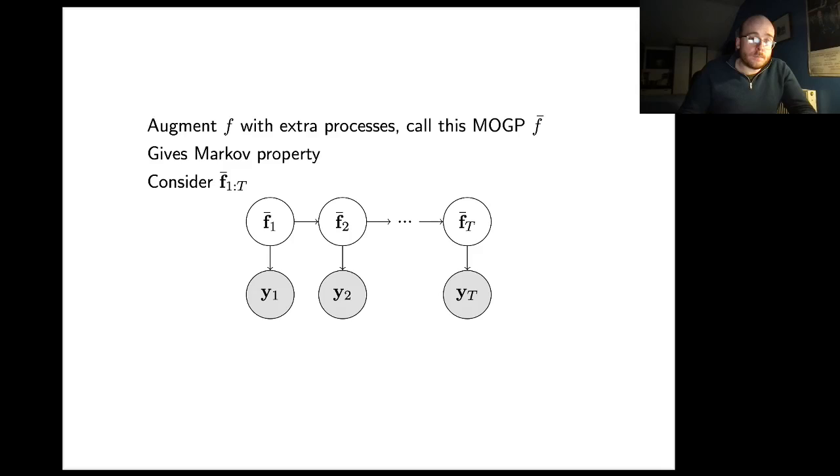Second ingredient, state space approximations. The idea here is you take your original process f, you add a couple of extra latent dimensions, get a kind of multi-output GP if you like, and we'll call it f bar. And you do this in such a way that f bar has a Markov property through time. The benefit of doing this is that all of the operations that you would want to do, such as log marginal likelihood computation, posterior sampling, and posterior marginal computation, can be done much more efficiently and in linear time using standard filtering and smoothing algorithms.